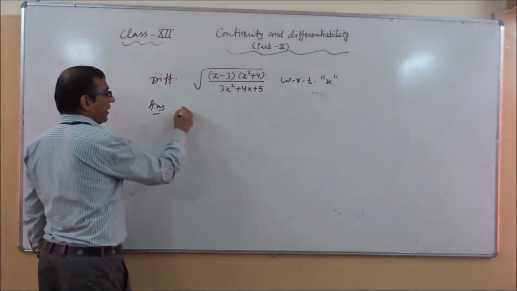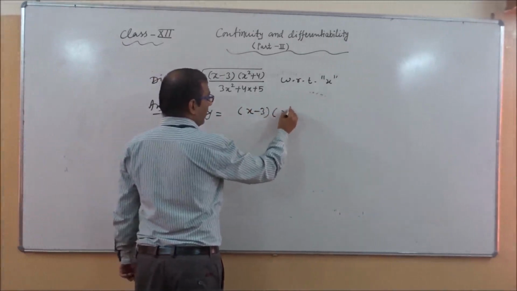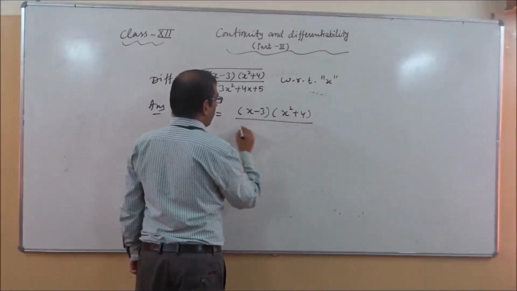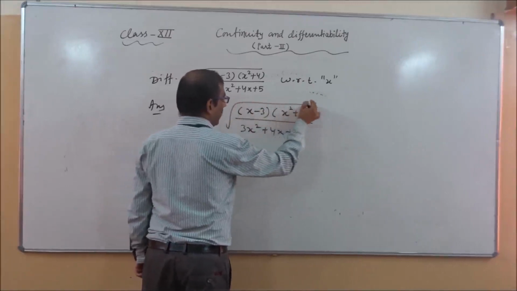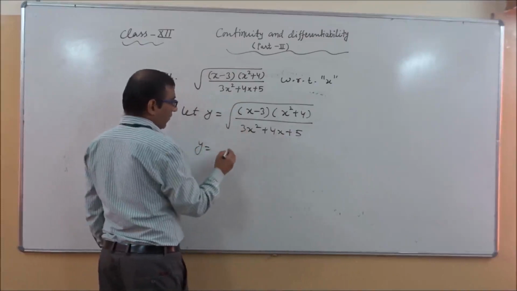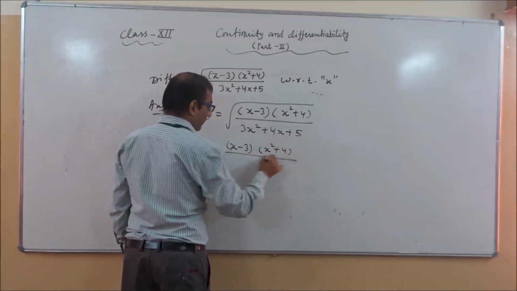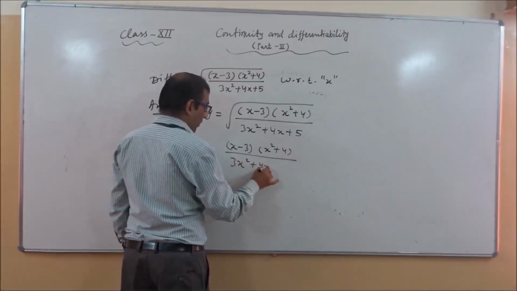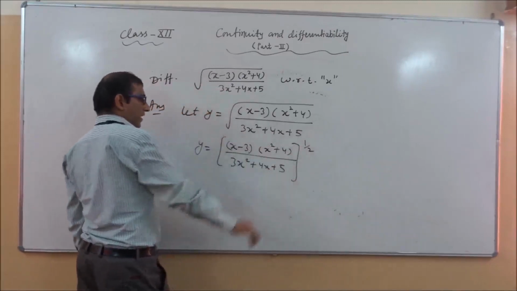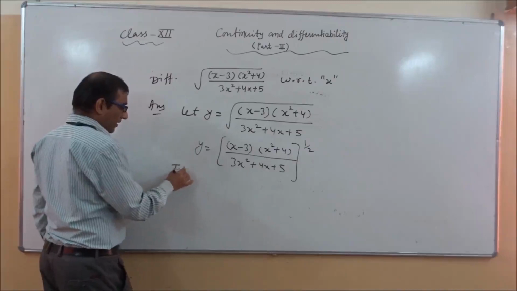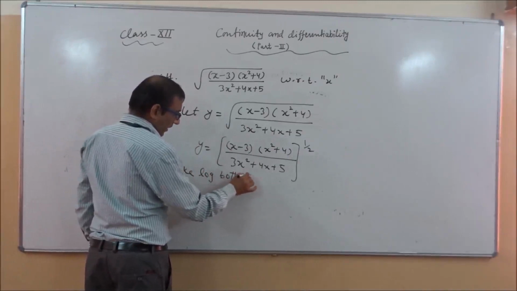First we will write let y equals x minus 3 x square plus 4 upon 3x square plus 4x plus 5 under root, and the simplest form of this function can be written as (x minus 3 x square plus 4 upon 3x square plus 4x plus 5) to the power 1 by 2. This under root can be written as a power. Now we will take log on both sides, as per logarithmic differentiation.